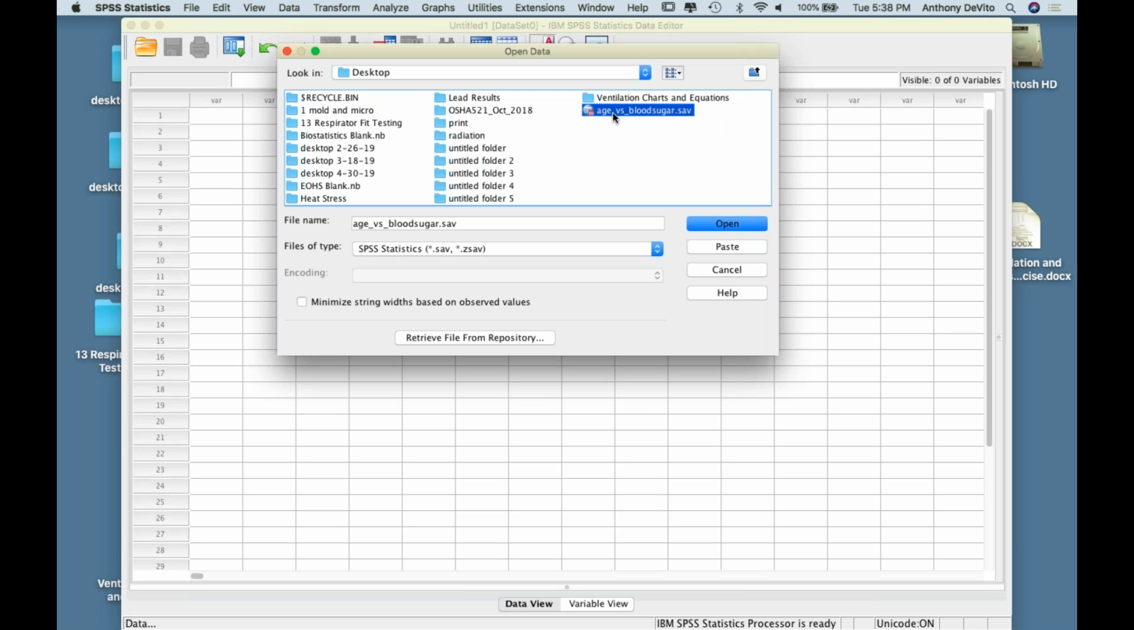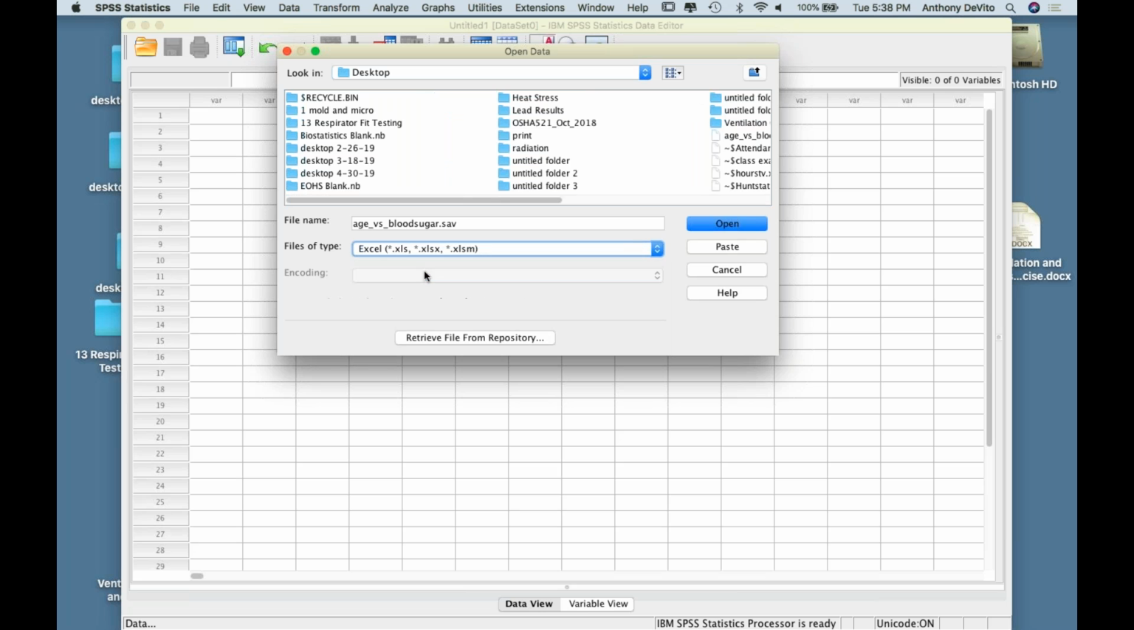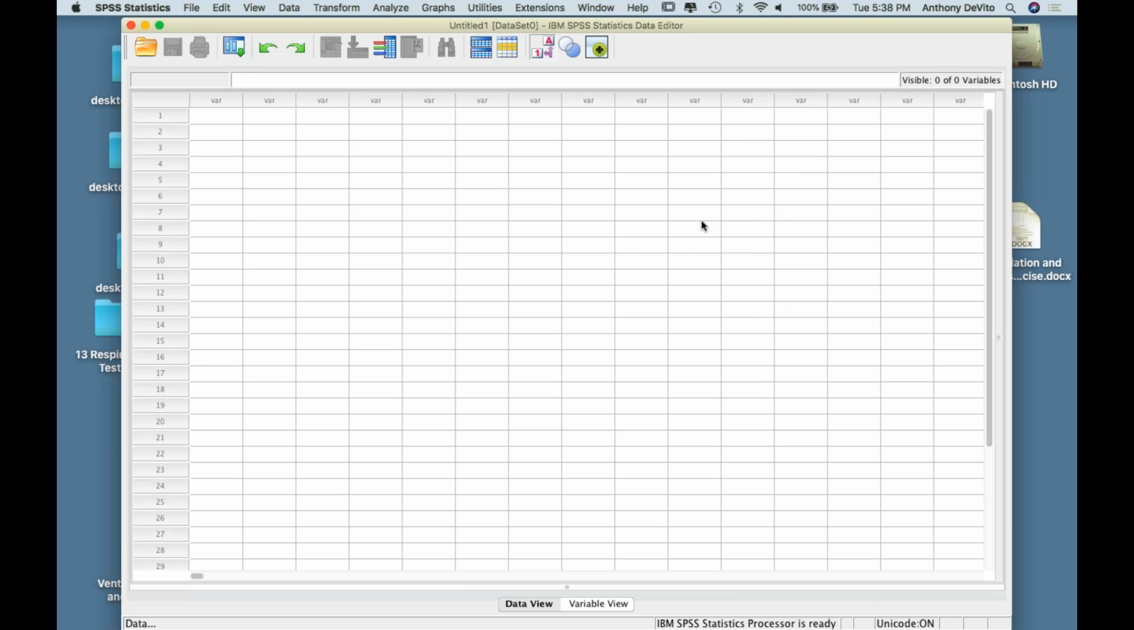That's showing up right now because that's an SPSS file. I could open that right now. Just double click on it or choose it and so on and so forth. I could open that right now, but I want to demonstrate importing the data from Excel. And in order to do that, it has to be able to see the Excel file. So right now, all it can see is the .sav file. So I click down here and I tell it, look for Excel files on my desktop. And now you can see several Excel files, including, here's the age versus blood sugar Excel file. Okay, I can click on that, double click on it, or just click open. And SPSS will recognize that it's an Excel file.